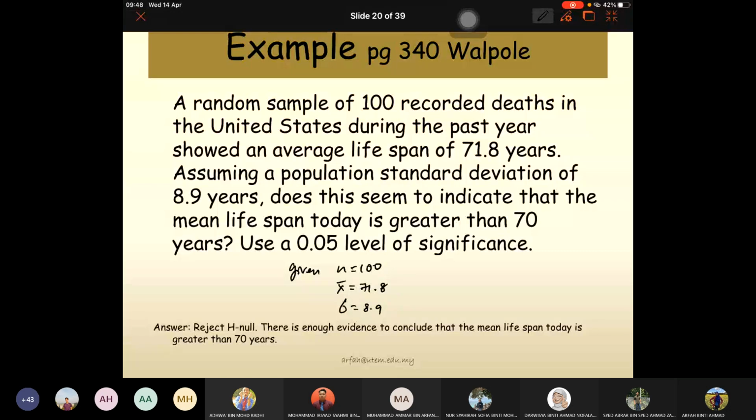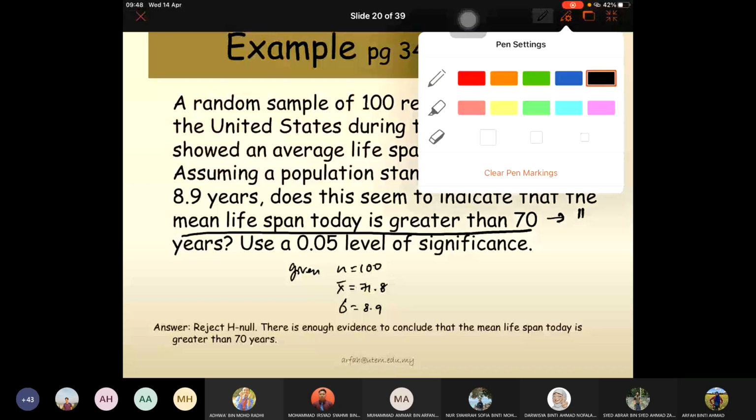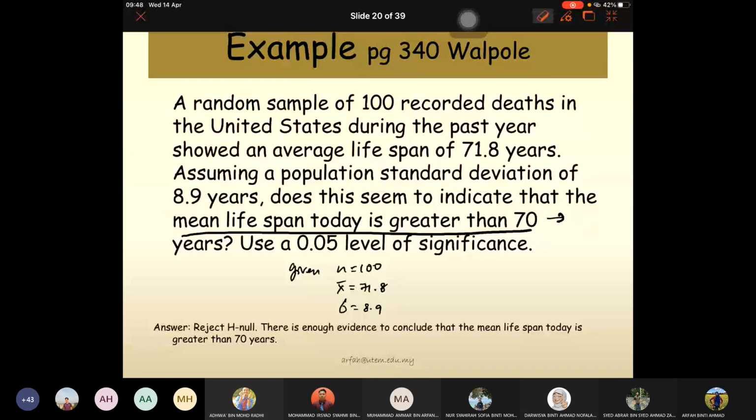Okay. So, does this seem to indicate that the mean lifespan today is greater? So, this is the claim or assumption that we are interested in. So, this is the claim. And alpha equal to 0.05.